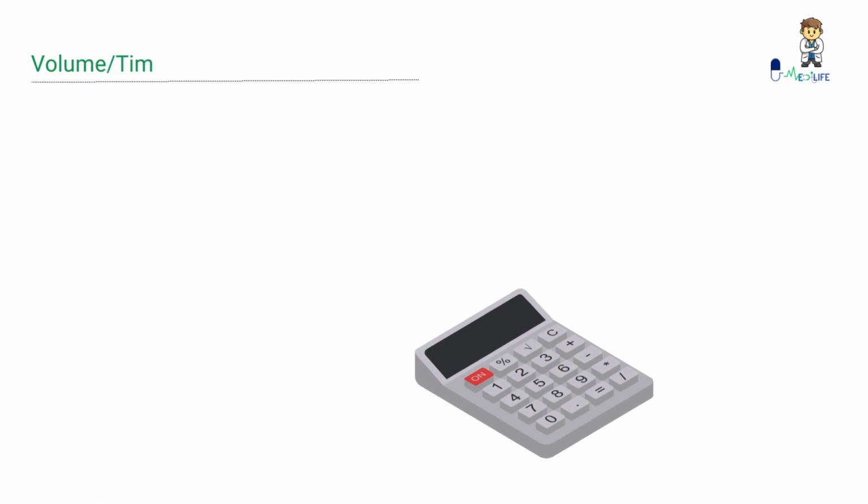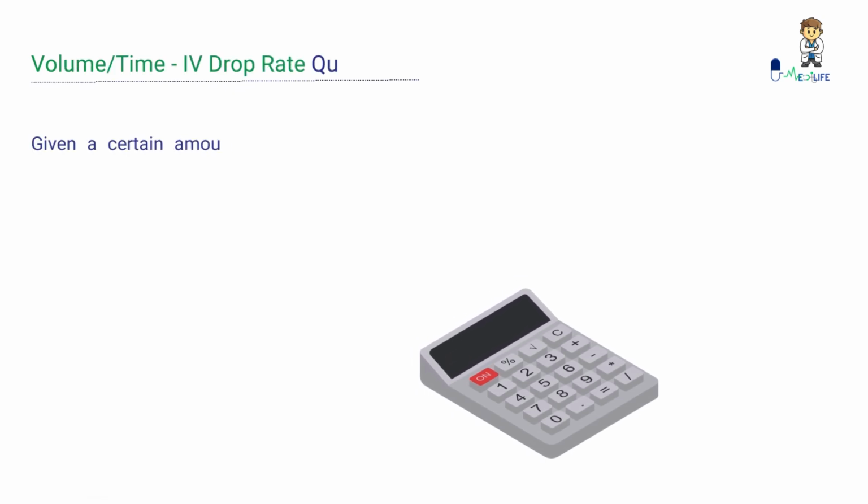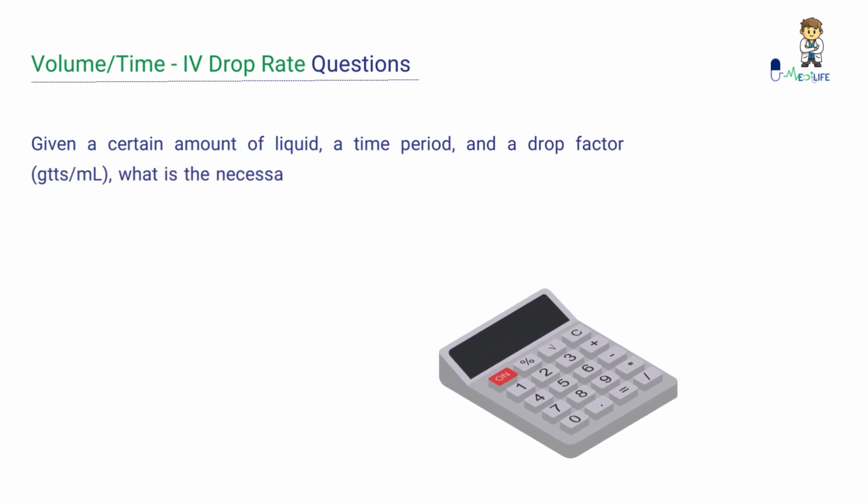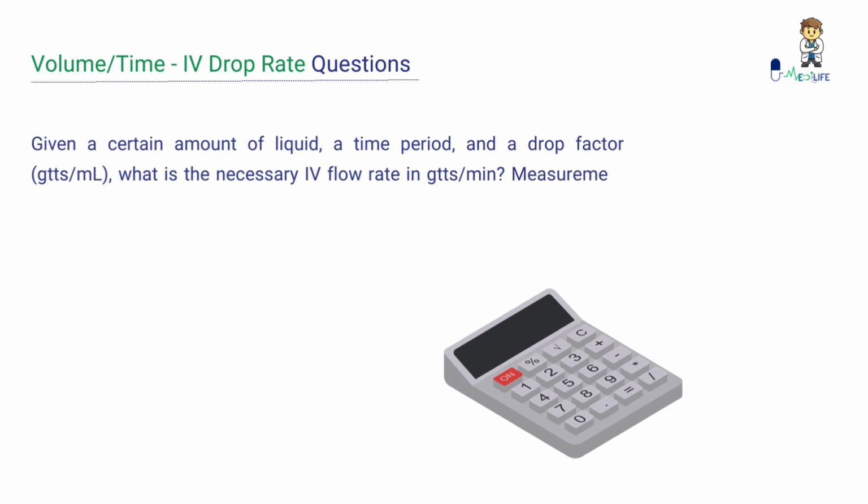Given a certain amount of liquid, a time period, and a drop factor, GTTS per milliliter, how do you determine the necessary IV flow rate in GTTS per minute?